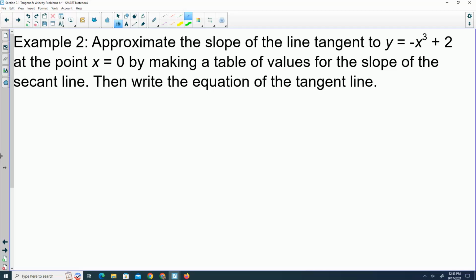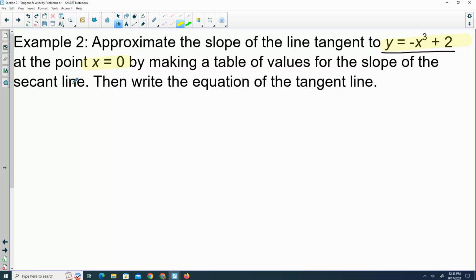Approximate the slope of the line tangent to y equals negative x cubed plus 2 at the point x equals 0 by making a table of values for the slope of the secant line. Then write the equation of the tangent line. Okay, how many tables am I actually going to have to make?